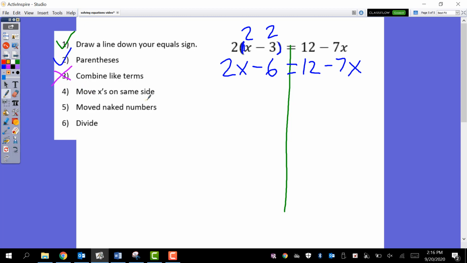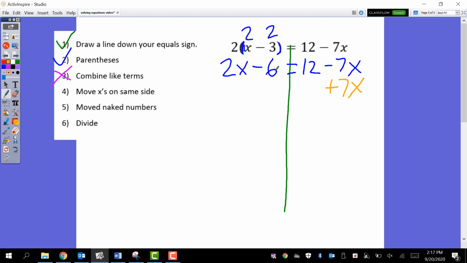Next step, move x's on the same side. So I want my x's over here on the left. So I'm checking on the right. Are there x's to move? Yes, there's the negative 7x. How do I move it? Am I going to plus or minus? Well, right now it's minus, so I got to do the opposite. Plus 7x. I'm going to write it underneath the 2x because that's what I'm actually adding.